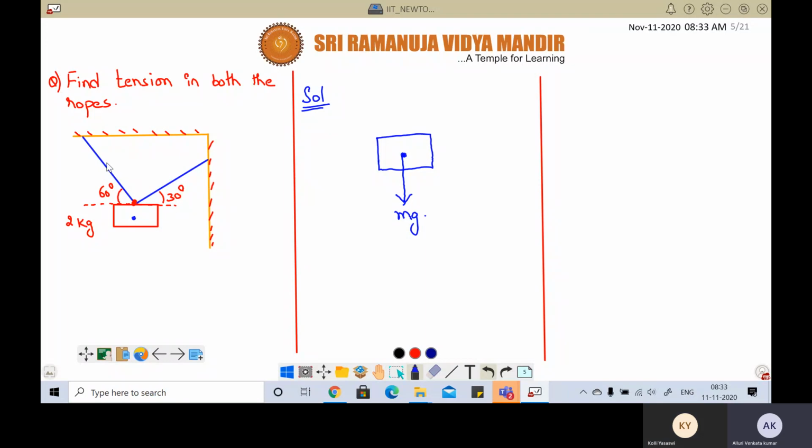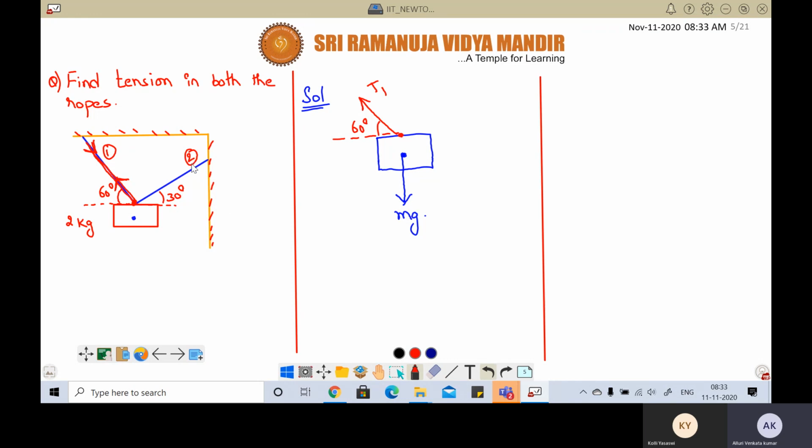Now this rope, let us say this is rope 1, this is rope 2. Now rope 1 will pull, correct or not? Pull means toward this side. So the tension will be along this string like this, correct or not? This is the tension. At what angle? 60 degrees.